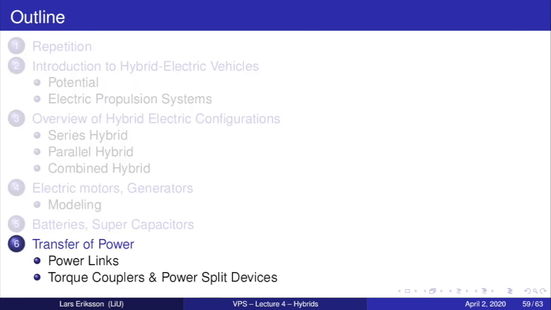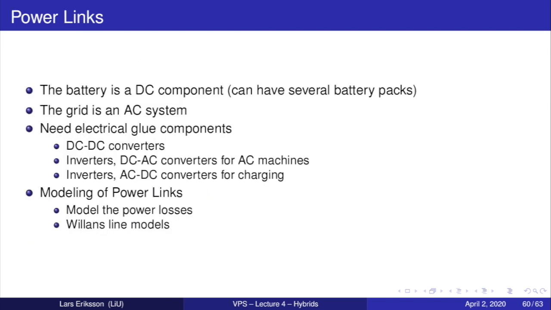The final part of the lecture touches transfer of power, both electric and mechanic. In the electric system we have power links. For example, the battery is a DC component, and we can also in a vehicle have several battery packs, perhaps even at several DC levels. Finally, the grid is an AC system, so there is a need for transforming between them, and we need these electrical glue components. The grid is also an AC system if we start to look at electric vehicles or plug-in hybrid electric vehicles. To connect these systems together we need some electric glue components.